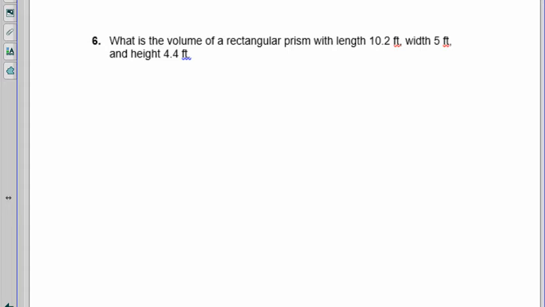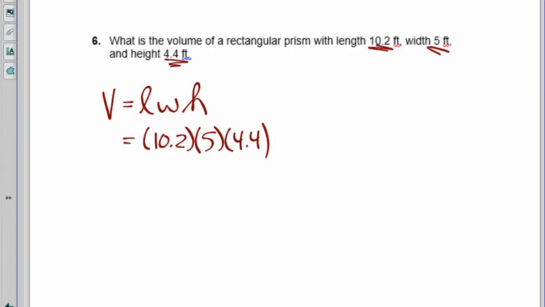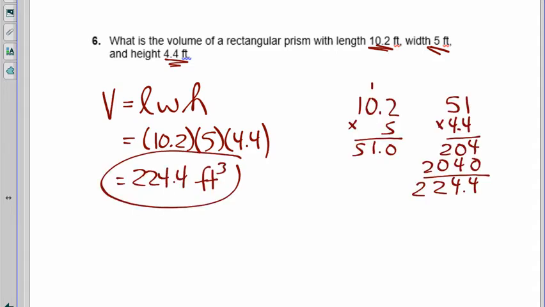All right, now we have volume of a rectangular prism. Okay, we know volume is length times width times height. It tells me these dimensions. And there we go. Now I got to do the calculations. And when I do it, I get 224 4/10 feet cubed. That's cubed, right? Because it's volume.